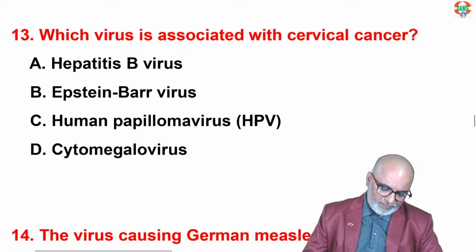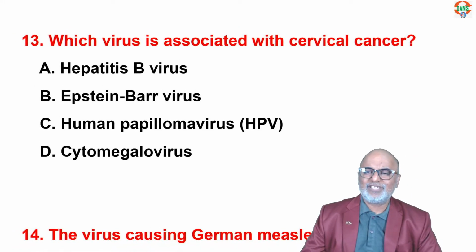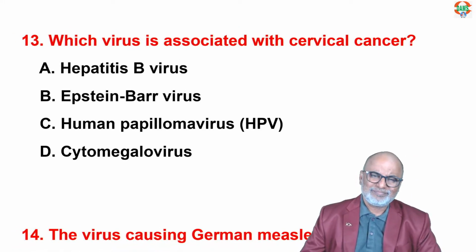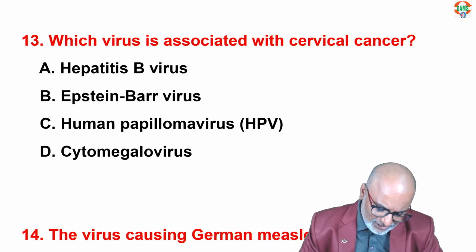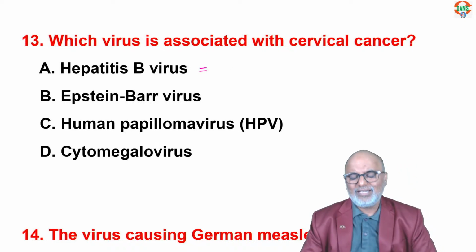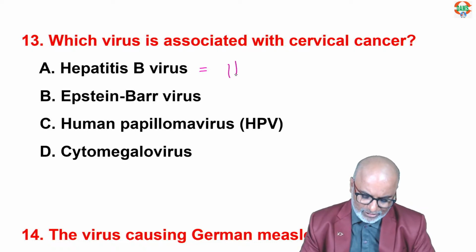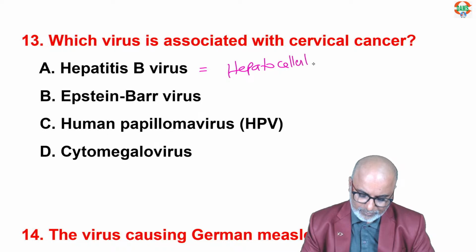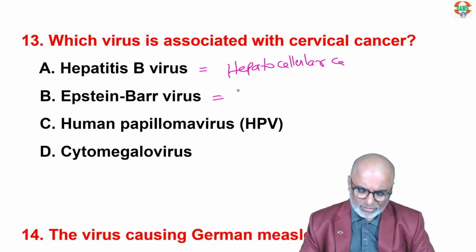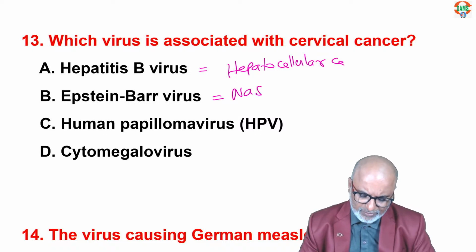Next is, which virus is associated with cervical cancer? Direct question. Hepatitis B is associated with liver cancer, hepatocellular carcinoma of the liver. Epstein-Barr virus, as I already told, causes nasopharyngeal carcinoma in Chinese people.